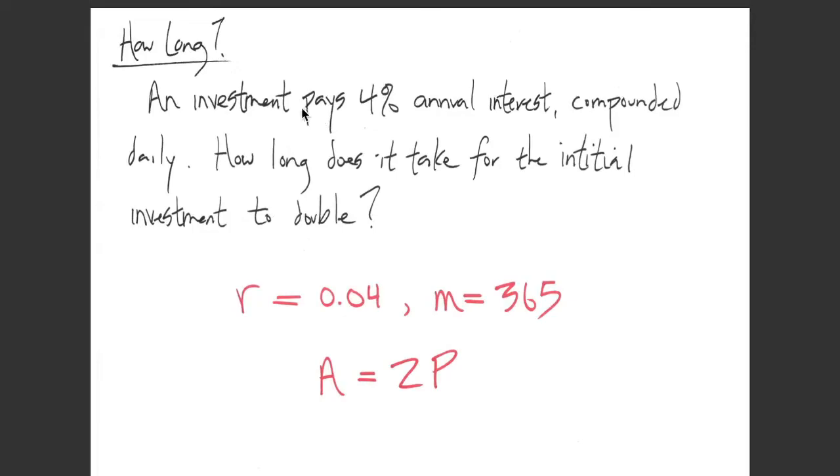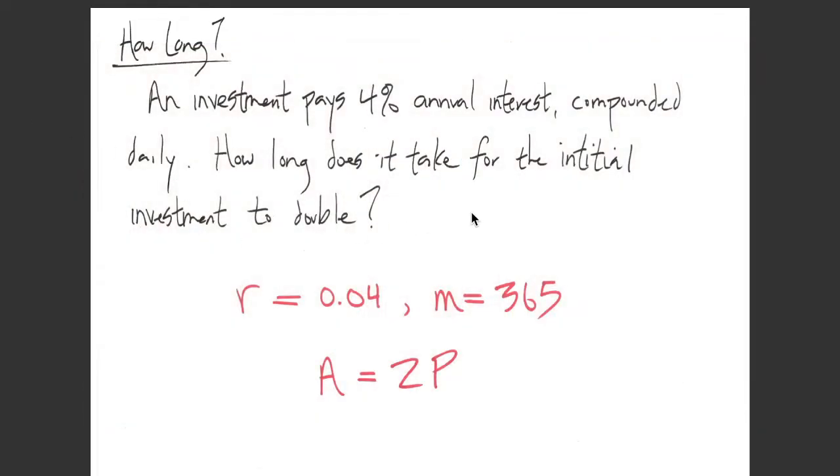First of all, we've got an investment that pays 4% annual interest. It's compounded daily, so the number of compounding periods per year is 365. And then we're asked, how long does it take for an initial investment to double? It's a little off-putting at first, maybe, that we're not given an actual amount for an initial investment. But we can still work through the problem, because when we talk about an initial investment doubling, that means the accumulated amount ought to be twice the initial amount, the principal.